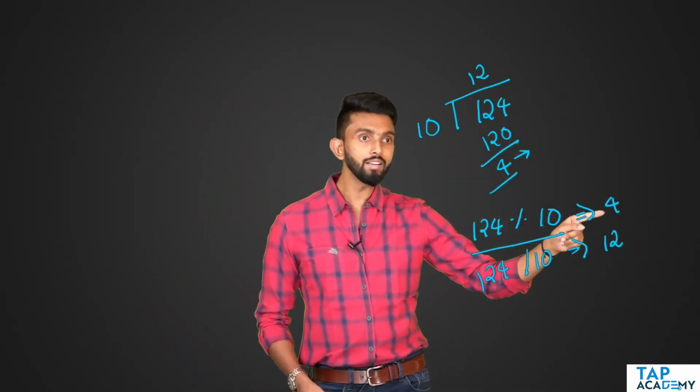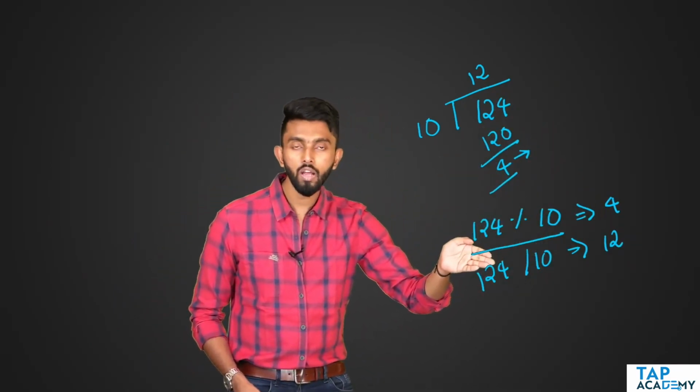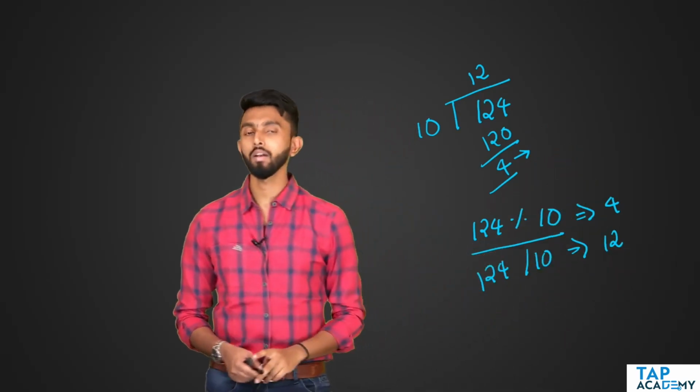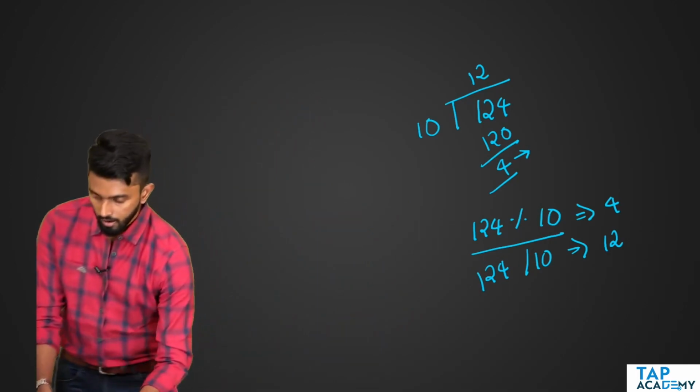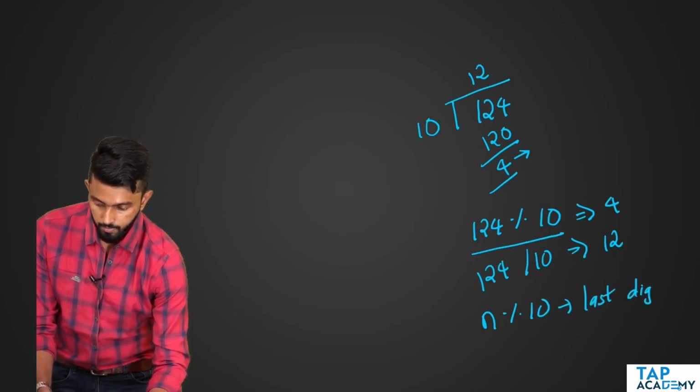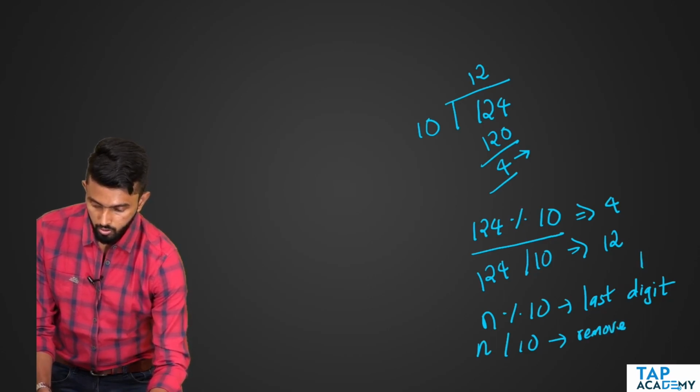So to get the last digit, modulo 10. To remove the last digit, divide by 10. So in general, I can say n mod 10 will give me the last digit, whereas n divided by 10 is going to remove the last digit.